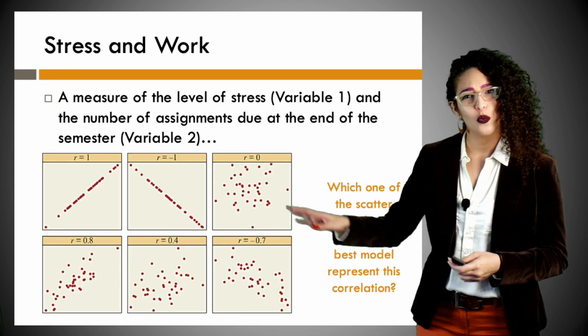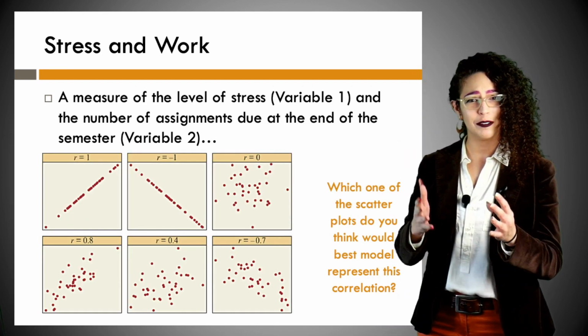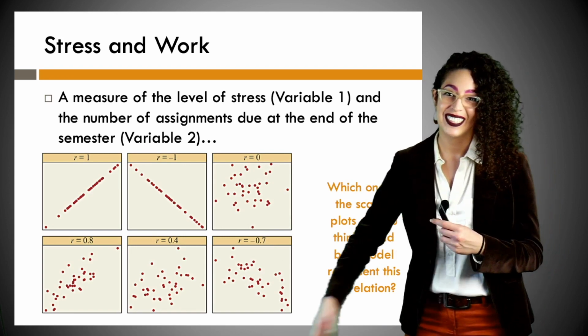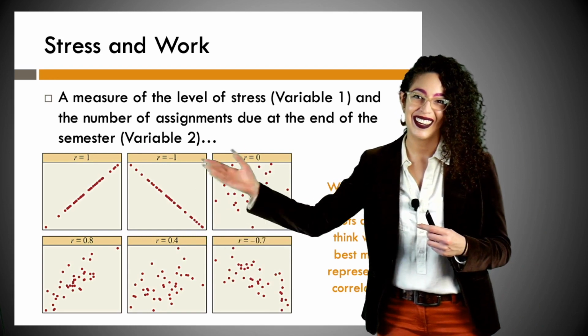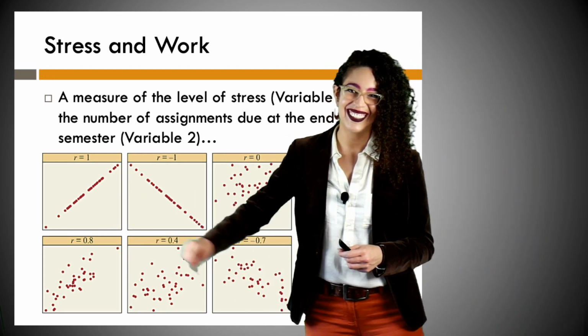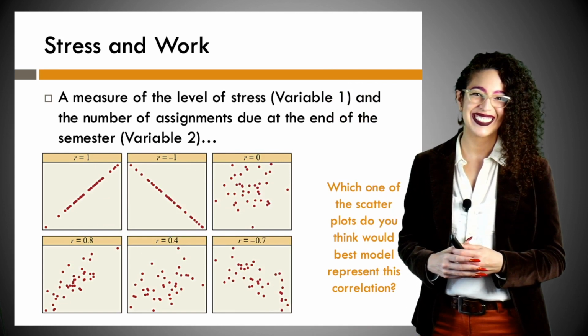For fun, which one of these different scatter plots do you think best captures the relationship for you between your stress level and the number of assignments you have? Which one of these feels like you right now? I'm sure at this point in the semester I'm probably about right there. We got this, everyone. We've got this.